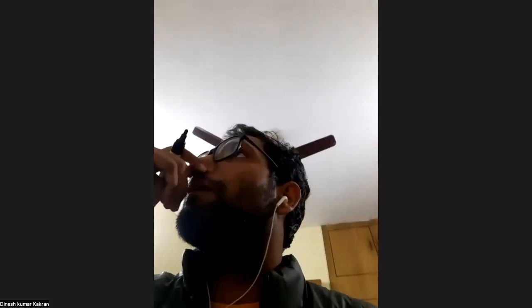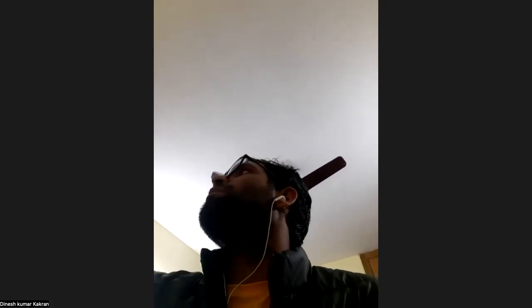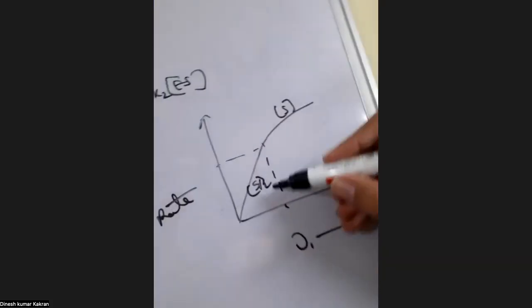Sir, I'm not able to exactly recall it, but I remember the rate is equal to K2 into S divided by Km plus S. So Km is the Michaelis constant, sir. At low concentration the rate is directly proportional to the substrate, but when you take a higher concentration of the substrate, it becomes independent of the substrate. So the reaction goes like this only. This I remember.